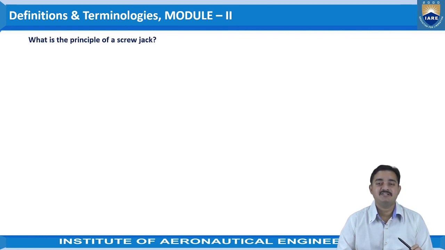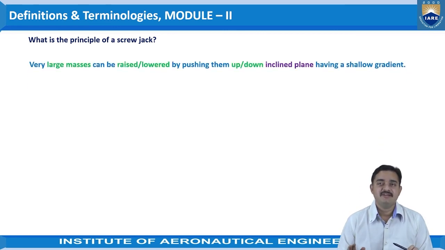Next one is, what is the principle of a screw jack? So the principle is, very large masses can be raised or lowered by pushing them up or down an inclined plane having a shallow gradient. We have already discussed what a screw jack is. It's a screw which is being acted upon by the nut, right? The screw, or we can say the bolt type of part which is rotating inside a nut, will move up and down depending on our requirement.